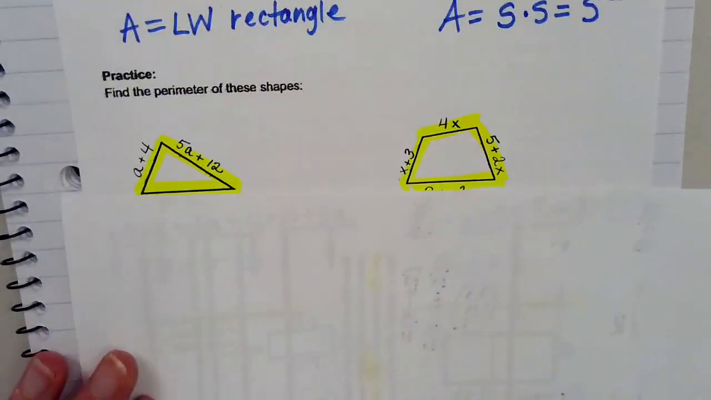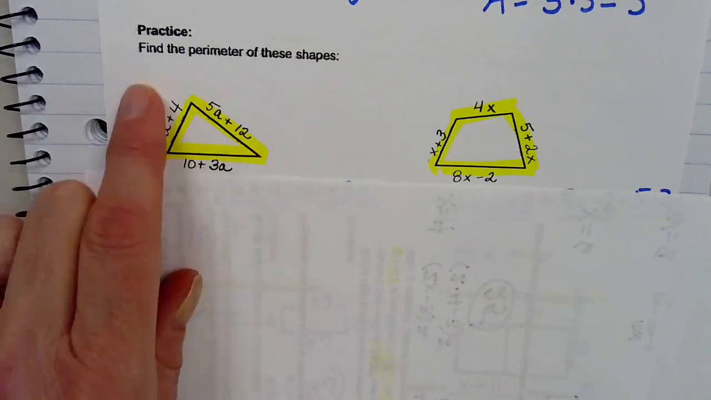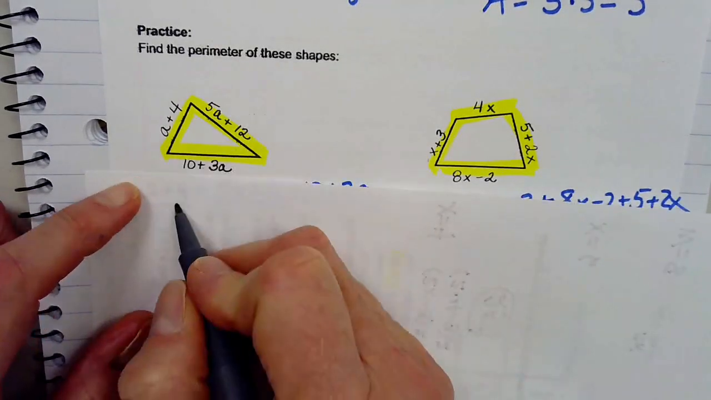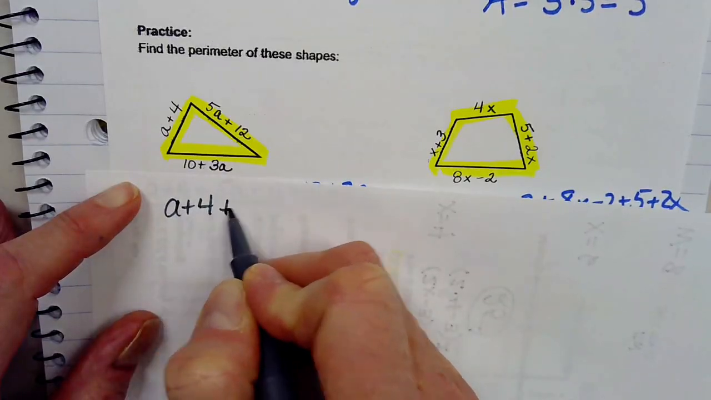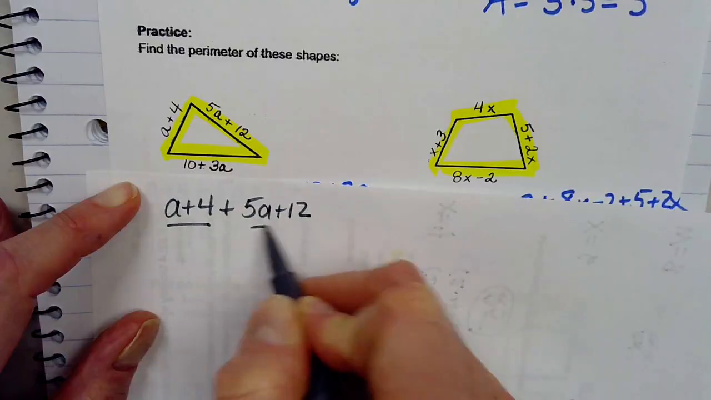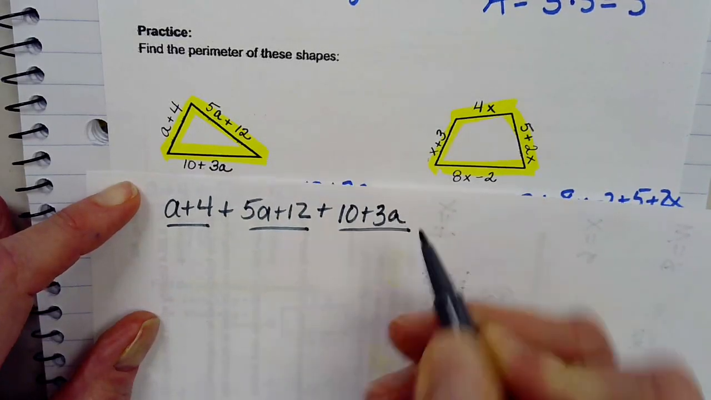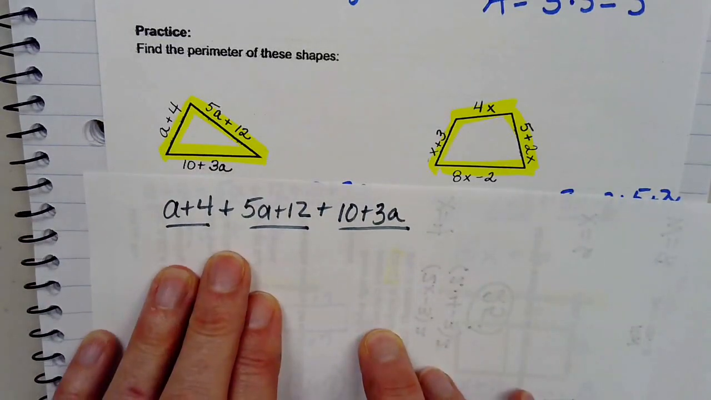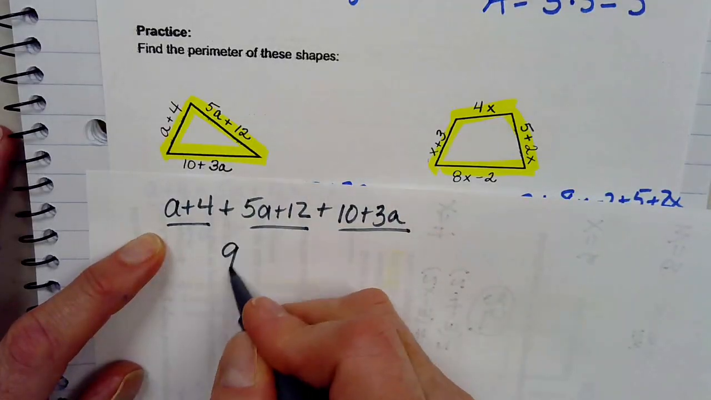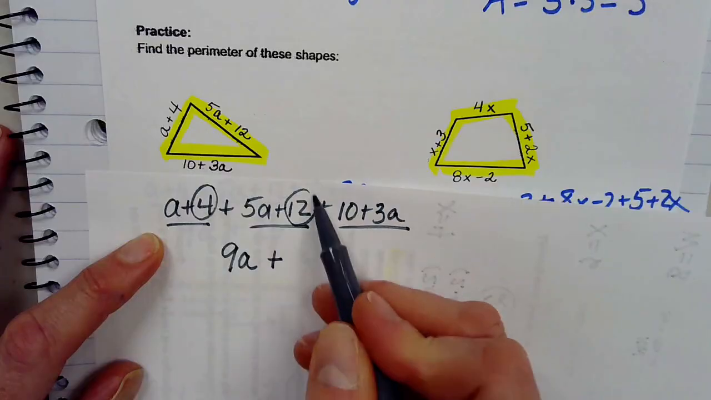So, for finding the perimeter of each of these, notice we have 3 sides. And so we're going to add them all together. So we have a plus 4. We're going to add that to 5a plus 12. And then the third side is going to be 10 plus 3a. So the first thing we're going to do is combine our like terms. So we have 1a, 5a, and 3a. All together, that's going to be 9a. And then we have the 4, the 12, and the 10.